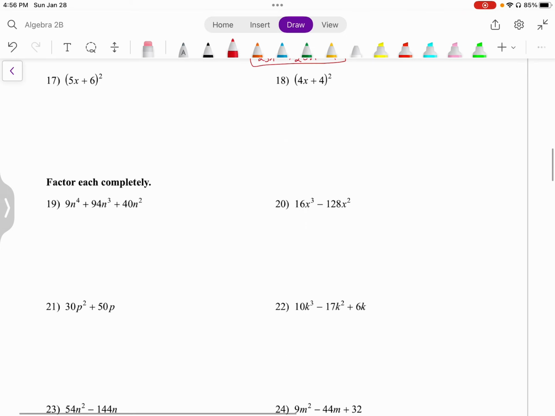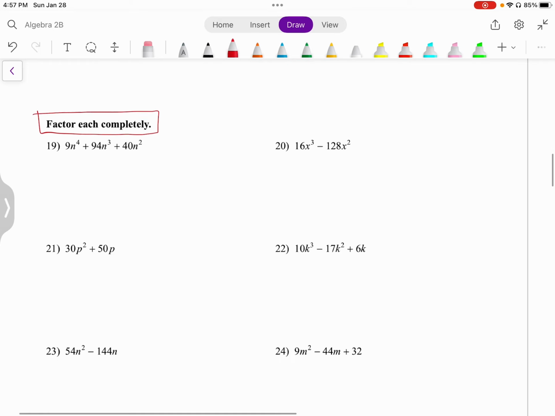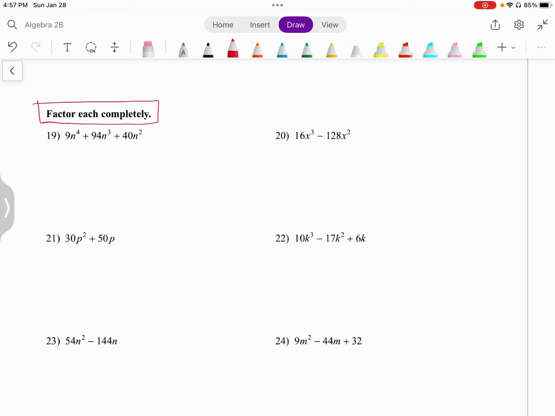All right, the rest is factoring completely. So when we factor completely, the first thing we want to do is see if there's a common factor. First thing every single time.